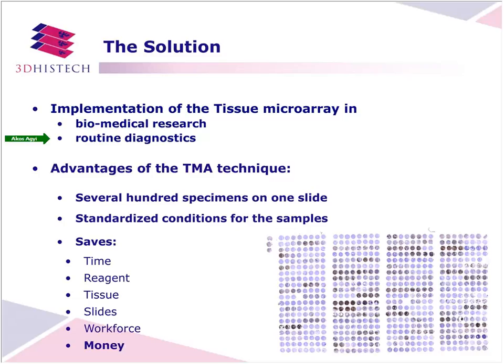The TMA technique has several advantages. For example, you can put several hundred specimens on one slide. Because of this, you can offer standardized conditions for all your samples during the staining process. In the meantime, you can save time, reagent, tissue, slides, workforce, and a lot of money.